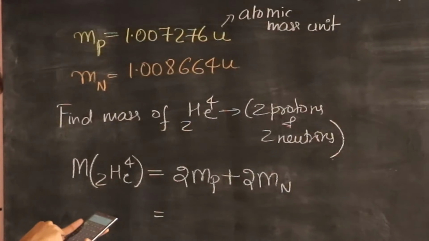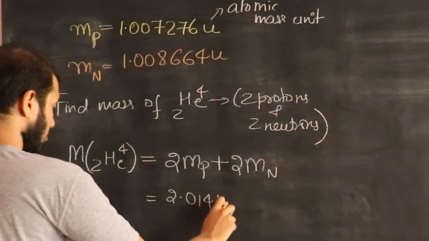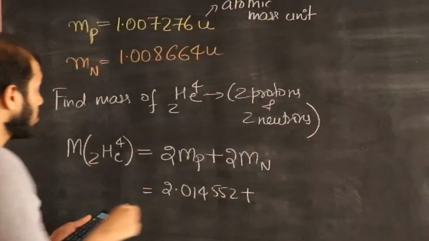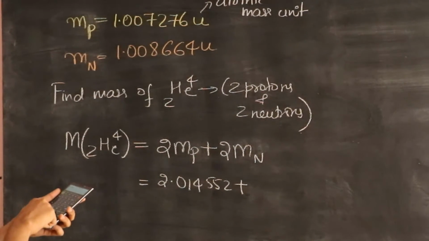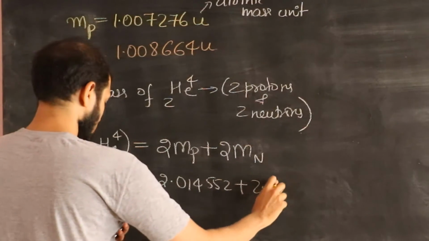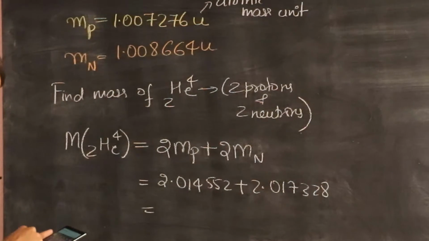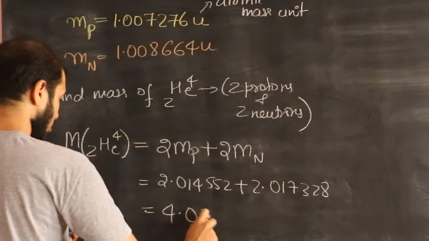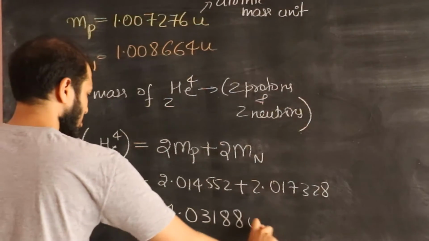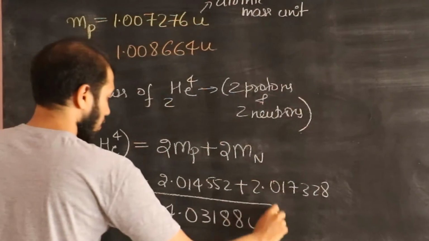So it's 2 times 1.007276. So this number will turn out to be 2.014552. And this number will be just 2 times the mass of the neutron. So 2 times 1.008664. So that is 2.017328. And together, we just have to add them, 2.014552 and 2.017328. And you get 4.03188. Pretty simple, huh? That's the mass of the helium-4.